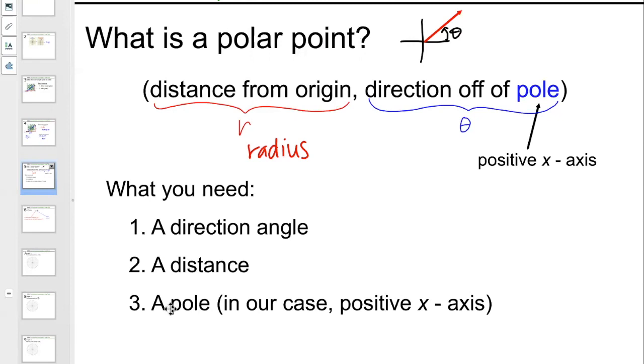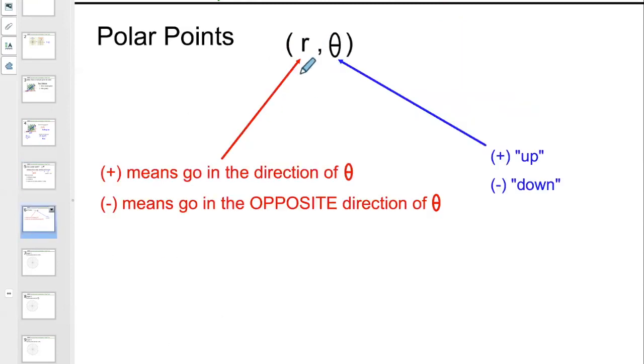All right, so those are the things that you need. So let's go ahead and take a look at a couple of things. So this R, and this will make more sense when we get into actually graphing some of the points in the next couple of slides. But R can be positive or negative, theta can be positive or negative.